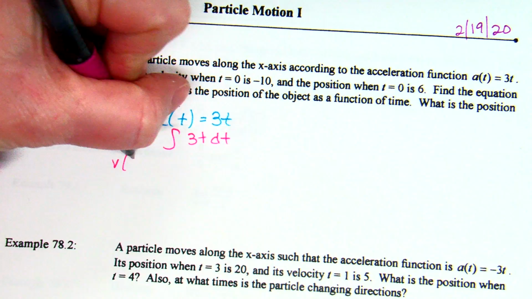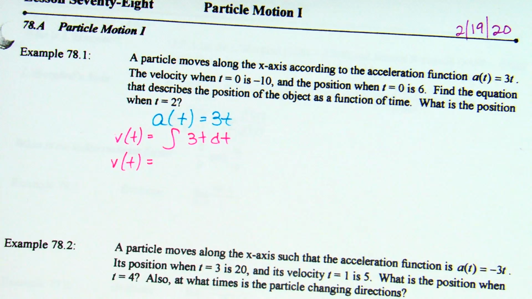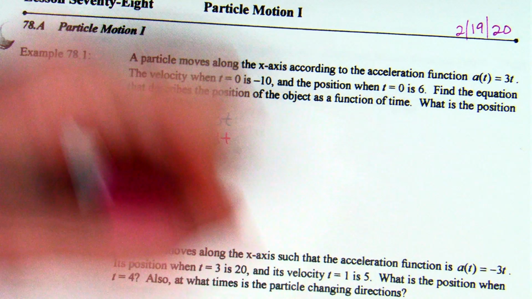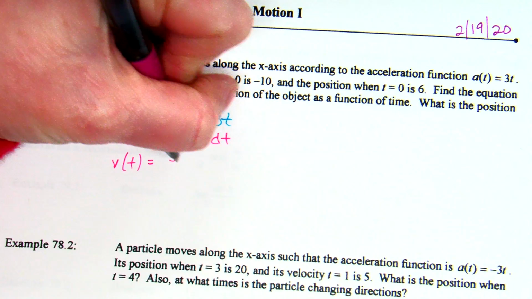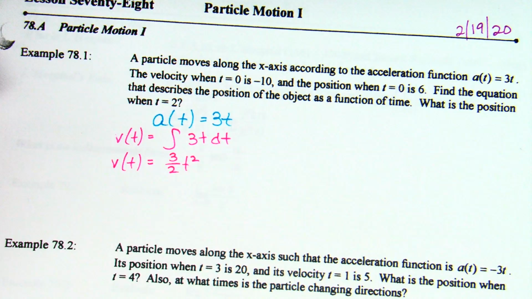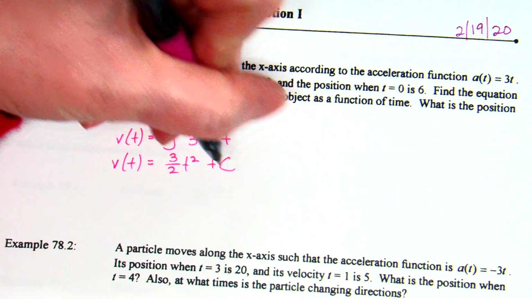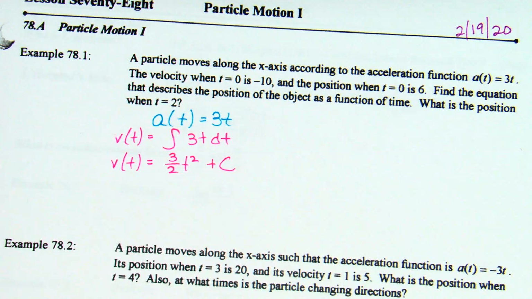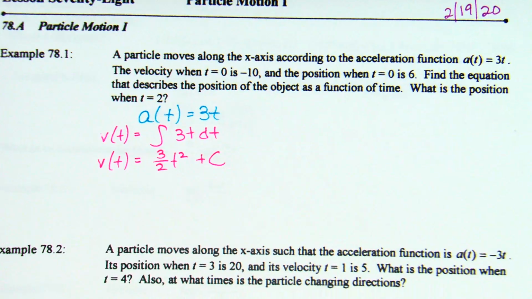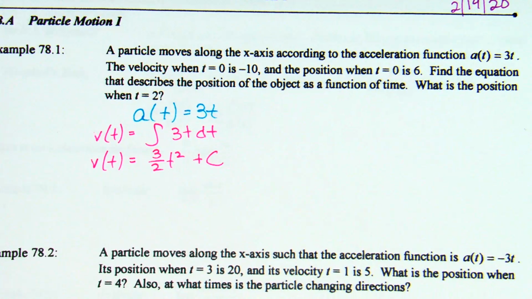So, what is the integral of 3t? Add 1 to the power, divide by the new power. So 3/2 t squared. Officially, because it's an integral, we need to put on a plus c. We need to find that plus c before we can continue. In this case, it is given, but I want to show you how to find it, because it's not always just given.